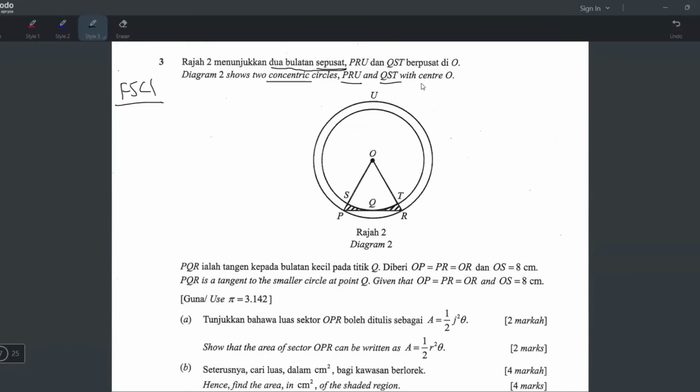Okay, PRU and QST with center O. Let's check. PRU, yeah, that's the big one. And then QST is the inside circle with center O. Okay, understand?